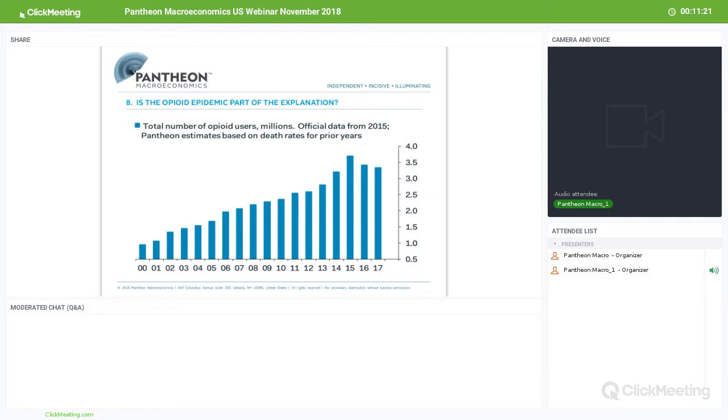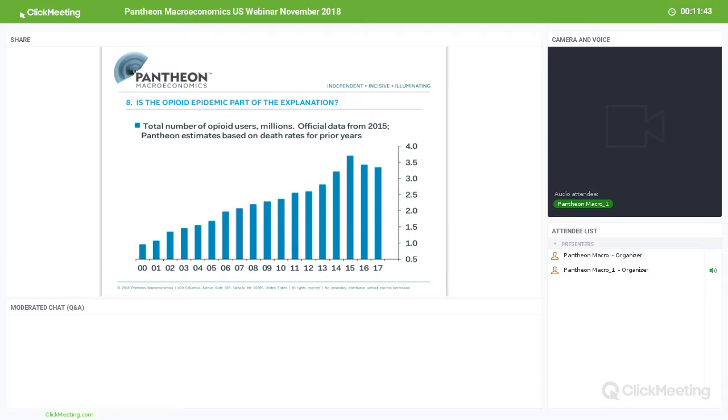Now, these numbers probably aren't exactly right. In fact, they're definitely not exactly right, because even since 2015, when we've got the official data, the data are derived by the federal government asking people, have you used illegal drugs last month? Reasonable to think that people aren't necessarily entirely honest at that point. So this, I would say, is a minimum number of opioid users, an absolute minimum.